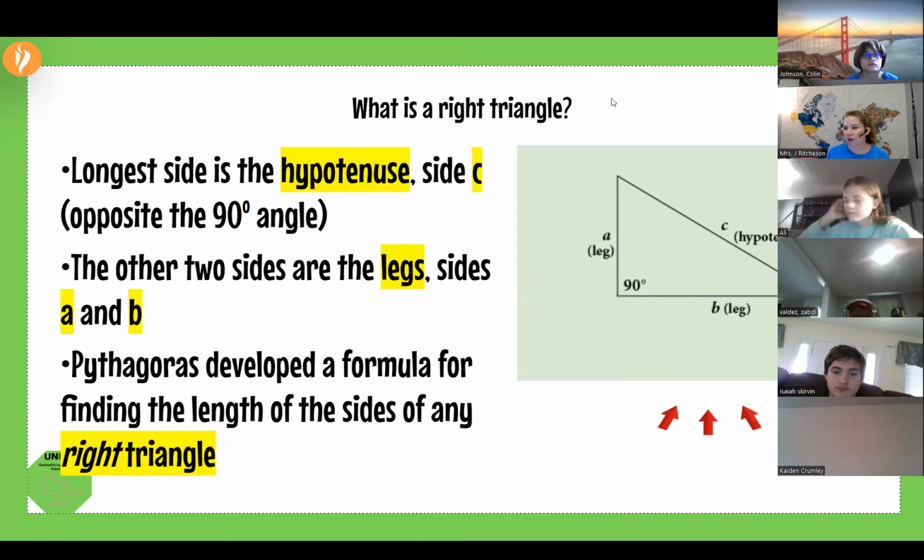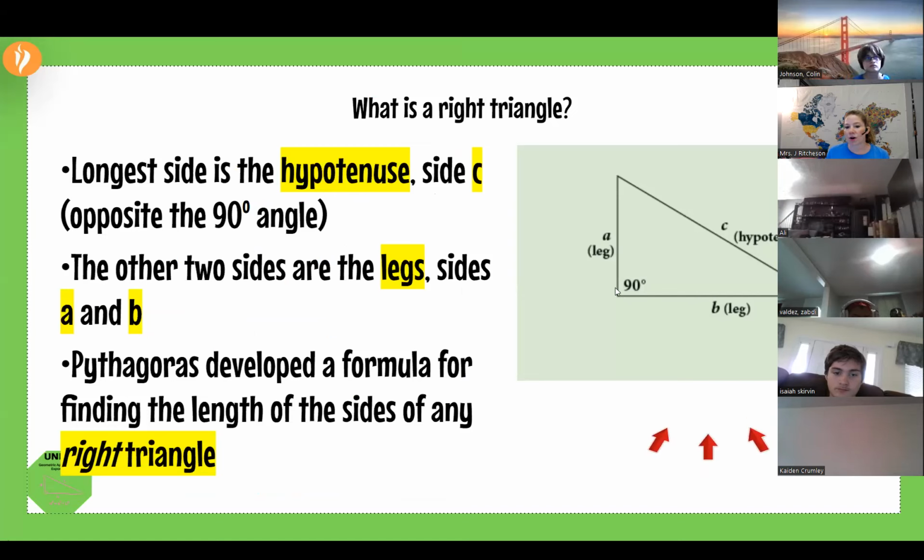All right, so when you have a right triangle, it's made up of 3 parts. You have 2 legs. Those 2 legs always form the 90-degree angle. And then you have the longest side. The longest side of any right triangle is across from the right angle. Okay, so here's our right angle right here. Diagonal from the right angle is the longest side, and it is called a hypotenuse.